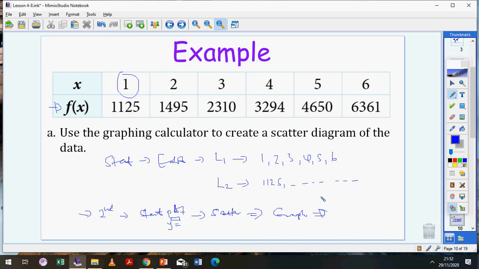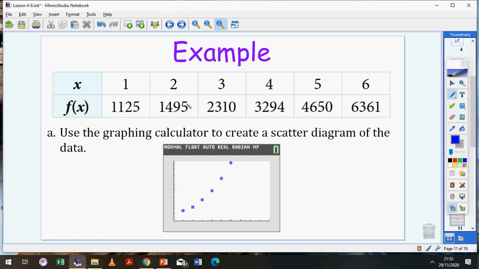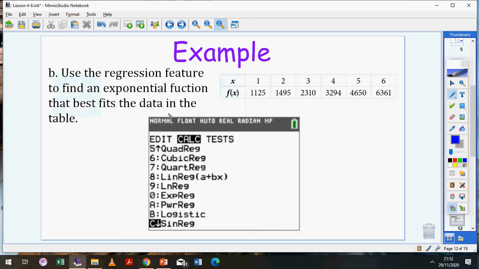After doing that, you'll have created a scatter diagram which will look something like this. The next part is we need to use a regression feature to find an exponential function that best fits the data in the table.